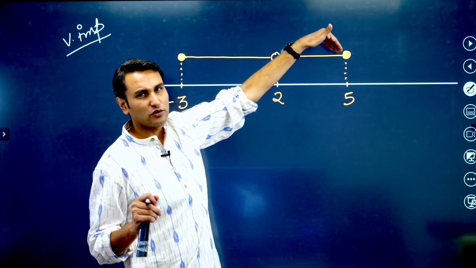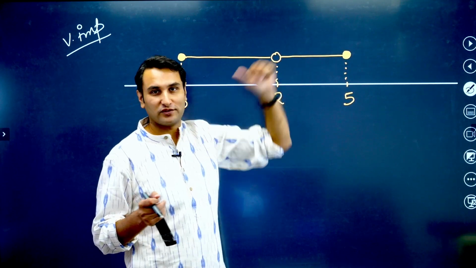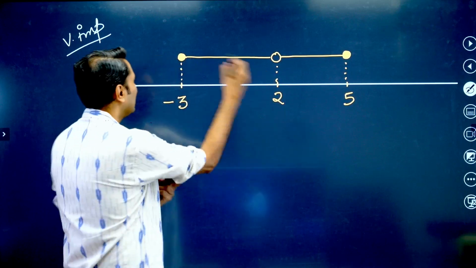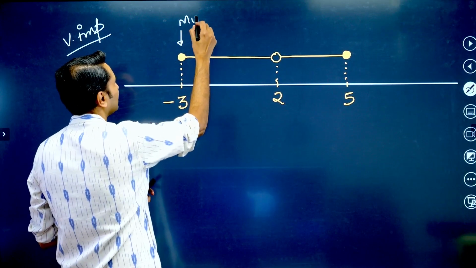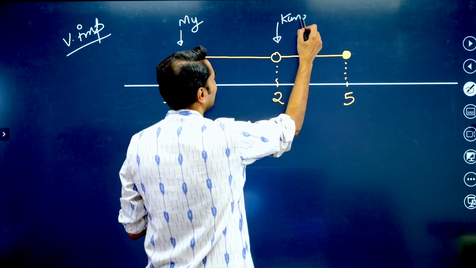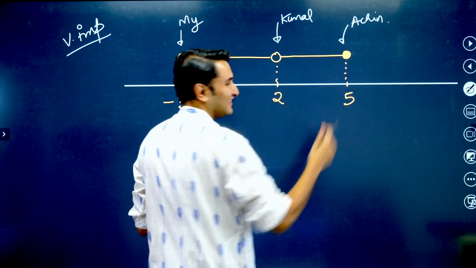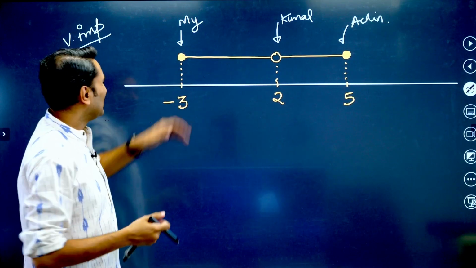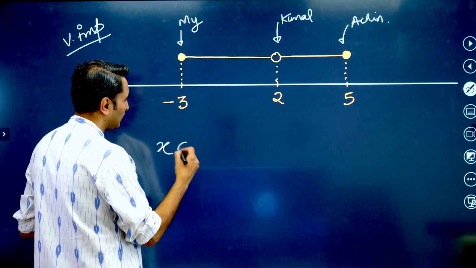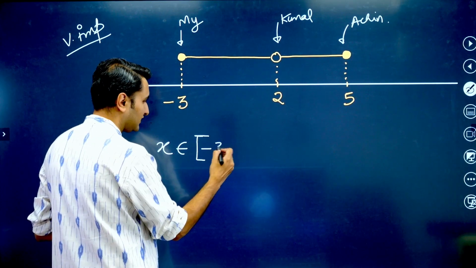We went to Kunal's house and we played inside Kunal's house. Got it? I got confused between Achin and Kunal. So let's build the story once again. Right? So we were playing inside my house. X belongs to, so I have to search where? I'll search at my place.